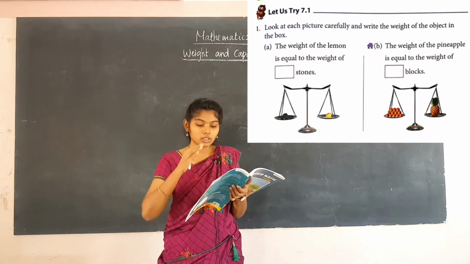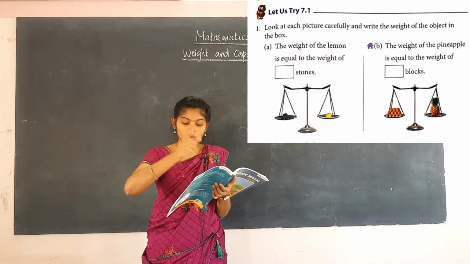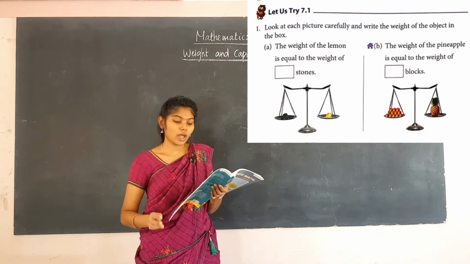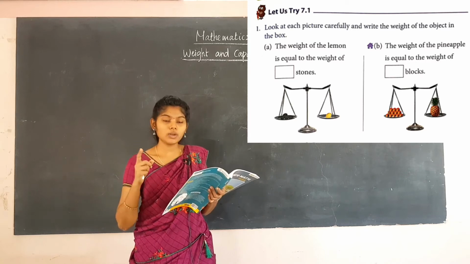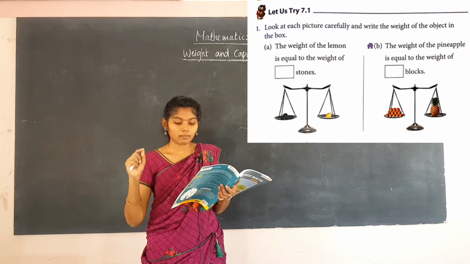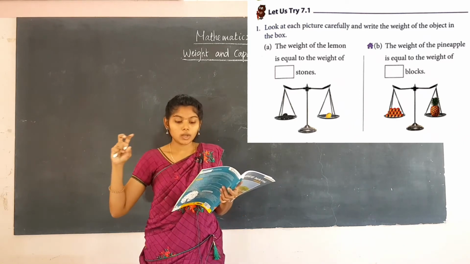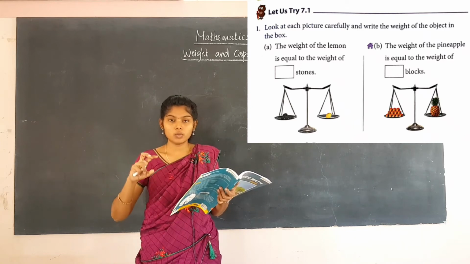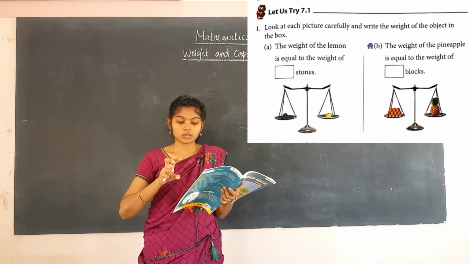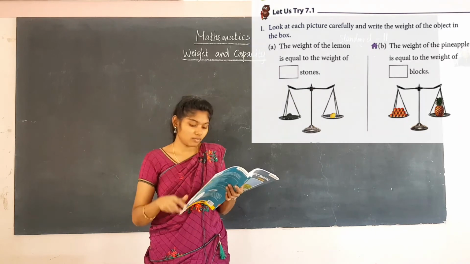So you have to write which is equal to which. The weight of the lemon is equal to the weight of 4 stones. You have to write that there. And then the next one you are going to do as homework. What is given there? The weight of the pineapple is equal to the weight of dash blocks. There are a few blocks. One pineapple is there. So which is equal to which? The pineapple is equal to the blocks. So how many blocks are there? You are going to write that in the blank given there.